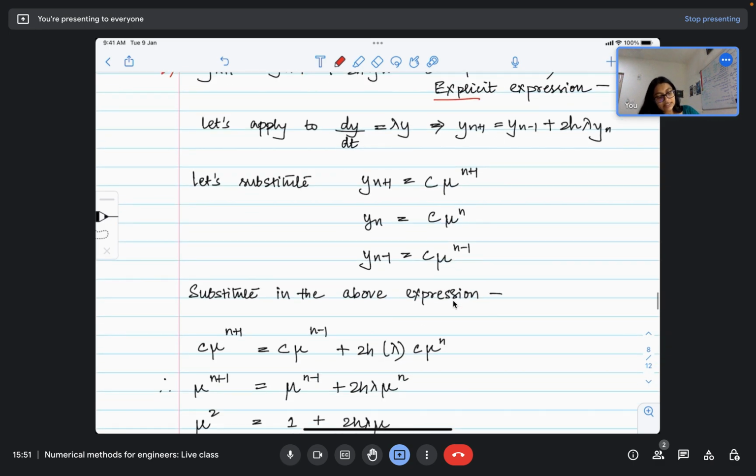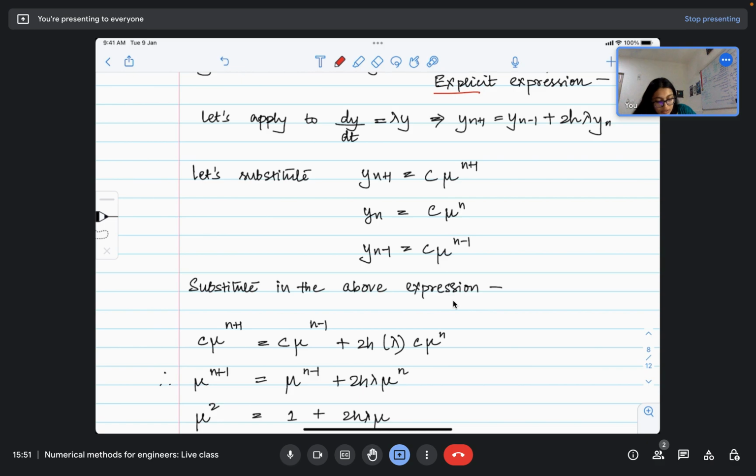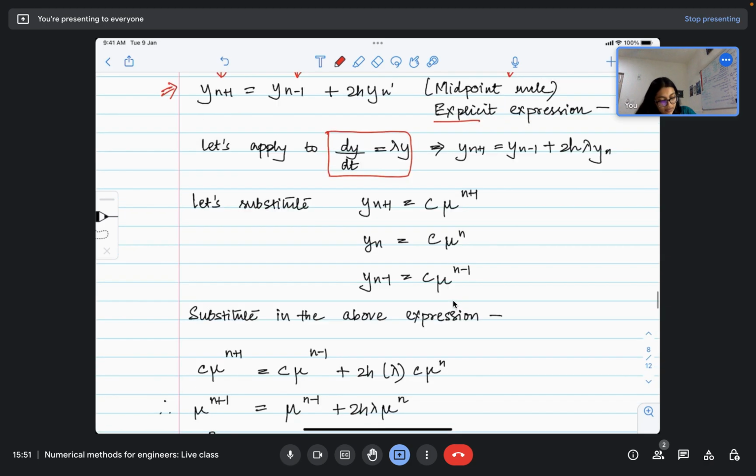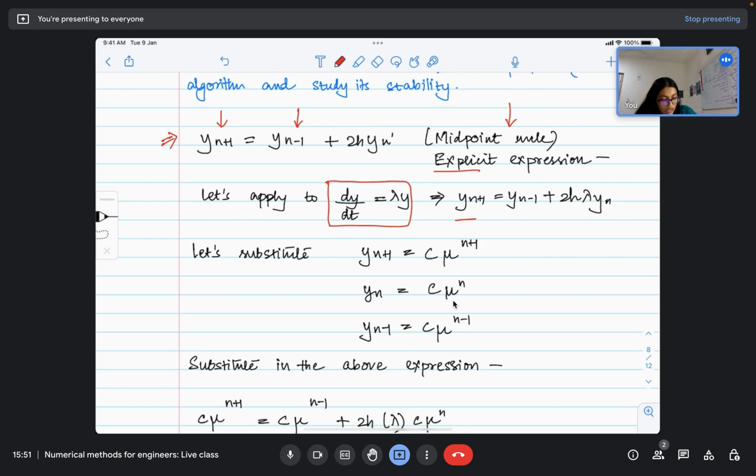And what we'll do is, let us apply this simple equation that we have been dealing with, that is dy by dt is equal to lambda y. And if we just expand this and write, then this is going to be yn plus 1, this is going to be yn minus 1, plus 2 times h, and we have to just replace this term, right? This term is yn prime. So yn prime is your lambda yn, so that has been replaced.